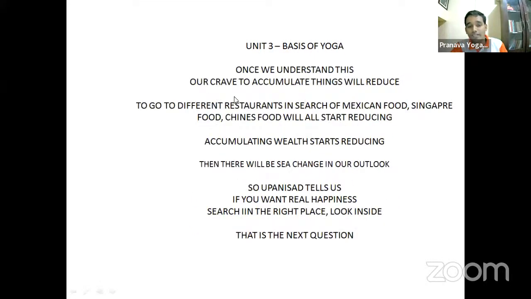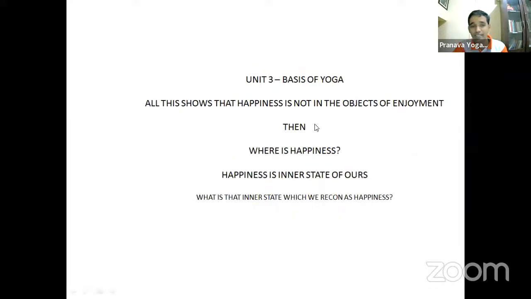Once we understand this, our craving to accumulate things will reduce. Going to different restaurants in search of Mexican food, Singapore food, Chinese food, all will start reducing. All the cravings will start reducing. Accumulating wealth starts reducing. Then there will be a sea of change in our outlook. So the Upanishads tell us, if you want real happiness, search in the right place. Look inside. That is the next question. Look inside. All this shows that happiness is not in the objects of enjoyment.